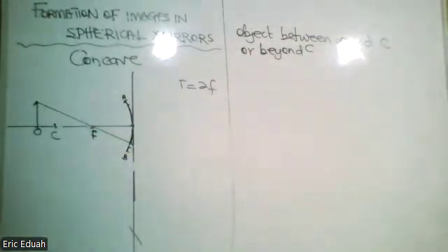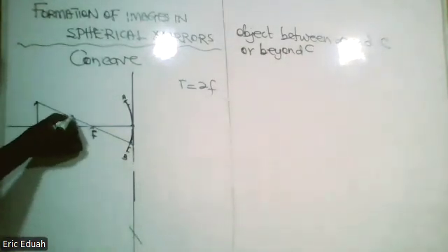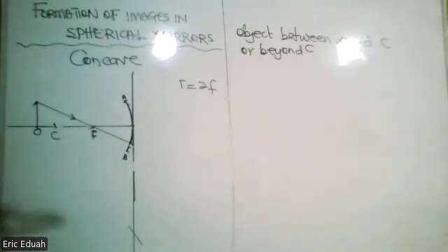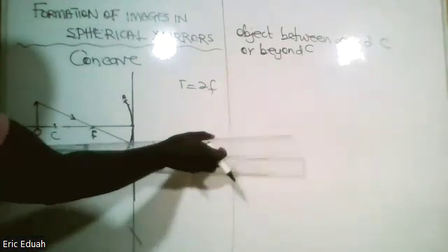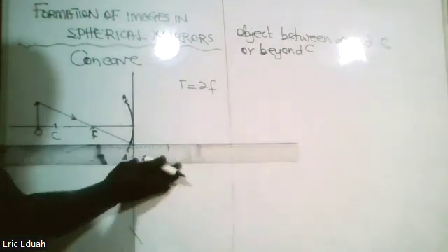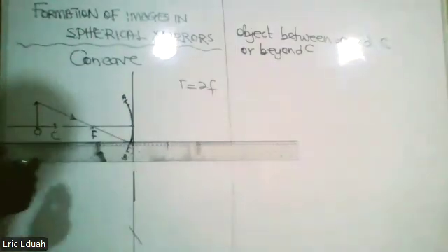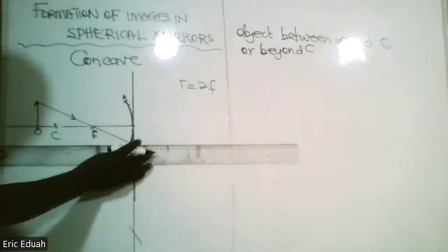After reflection, what must happen? If the ray is passing through F, after reflection, what must happen? It must be parallel to the principal axis. So the reflected ray must be parallel to the principal axis. Yeah, you have to be careful. Get your parallel thing well.